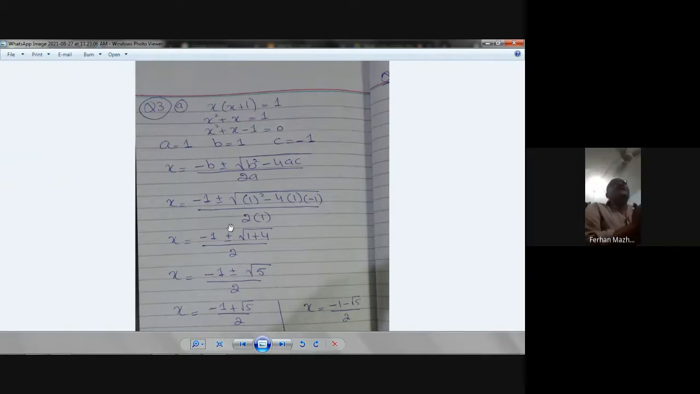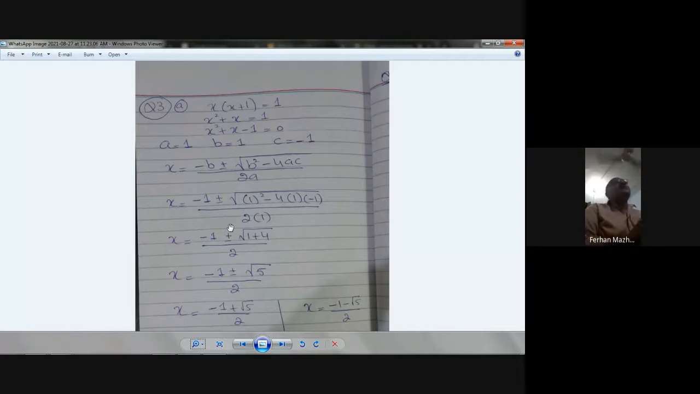So x bracket x plus 1 bracket close equals 1. First of all, I will convert it into the standard quadratic equation. So x will multiply with that bracket. x multiply x will be x square. x multiply 1 will be x, equals 1. So I bring that 1 from the right side to the left side. There it was plus 1; when it comes to the left side, it will become minus 1. So now I have the standard quadratic equation, x square plus x minus 1 equals 0.